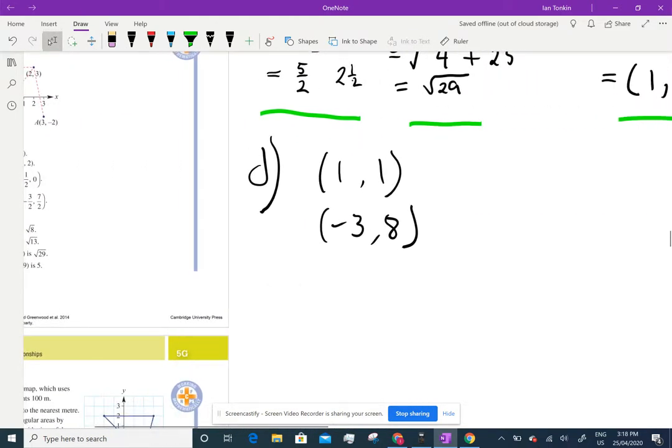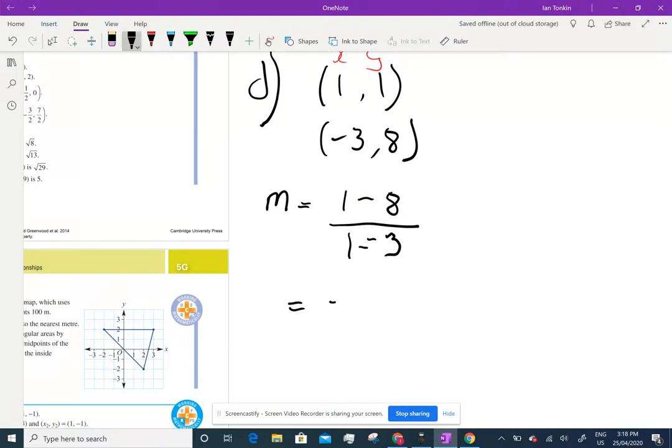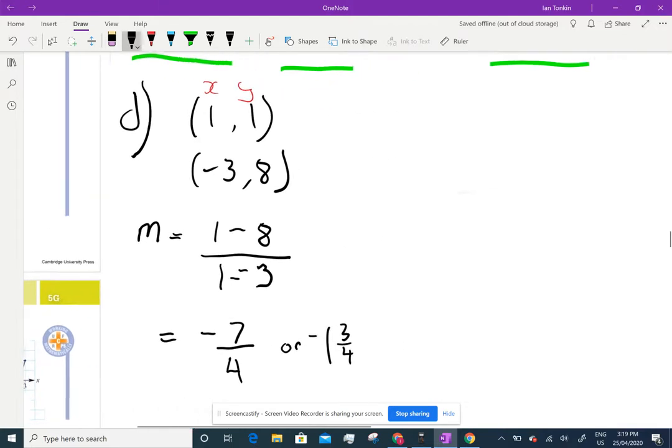So let's find the gradient first. M. Remember, subtract the y values. So 1 minus 8, and subtract the x values. 1 minus negative 3. 1 minus 8 is negative 7. And 1 minus negative 3 becomes 1 plus 3, 4. So the gradient is negative 7 over 4 or negative 1 3/4. Now remember, there's no answer in the back of the book for that.